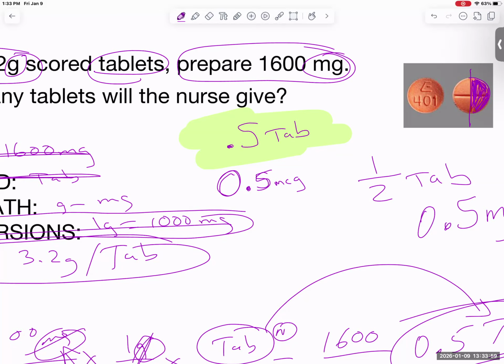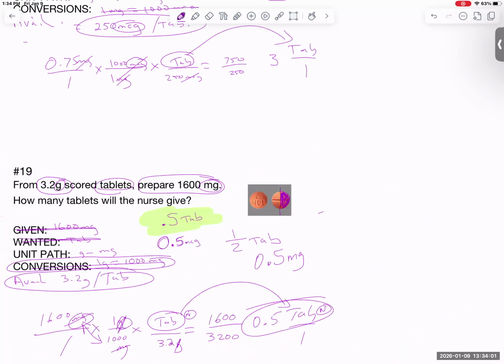Now, I want to talk about trailing zeros. What if the answer was 5 tablets and you wrote it like that? Or 5 milligrams, or 5 micrograms, or 5 milliliters? Why do we not put a 0 after the decimal?